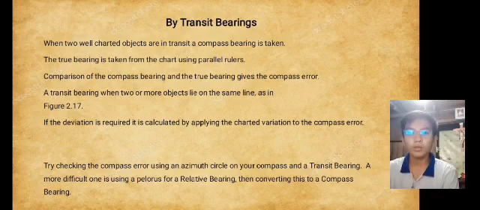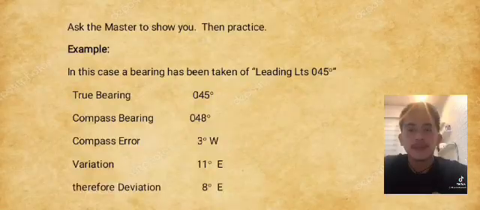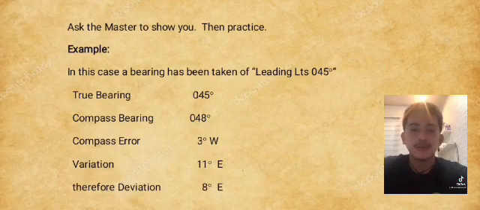A transit bearing is when two or more objects lie in the same line, as in figure 2.17. If the deviation is required, it is calculated by applying the chart variation to the compass error. Try checking the compass error using an azimuth circle on your compass and a transit bearing. A more difficult one is using a pelorus for a relative bearing, then converting this to a compass bearing. Ask the master to show you, then practice.